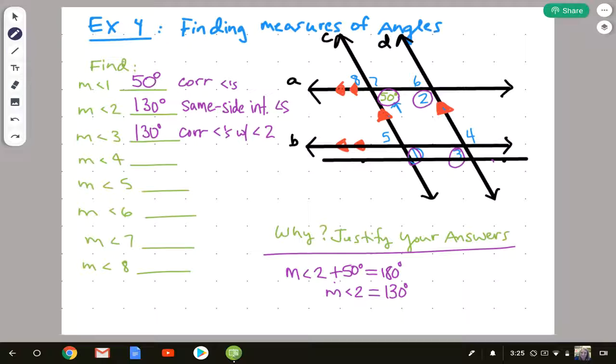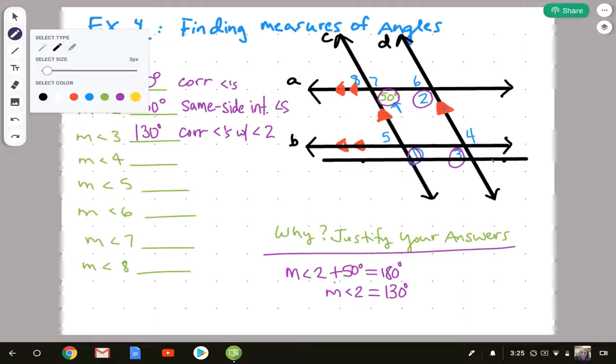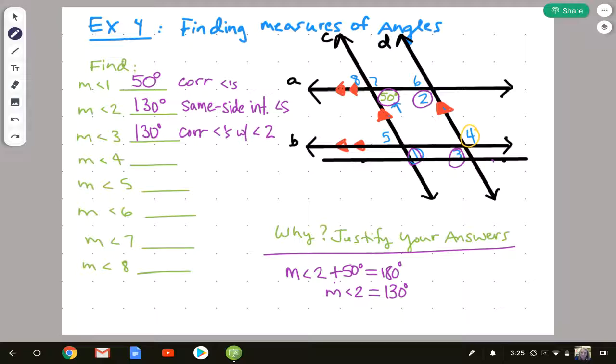Okay, so angle 4 is across from angle 3, so that could be a vertical angle with angle 3, or you could look at angle 2 and angle 4, and those would be alternate interior angles. Either way, angle 4 is going to have the same measure as both 2 and 3. So that's going to be 130 degrees. If I was trying to justify my answer, I would either say vertical angle with angle 3, or I could say alternate interior angles with angle 2.